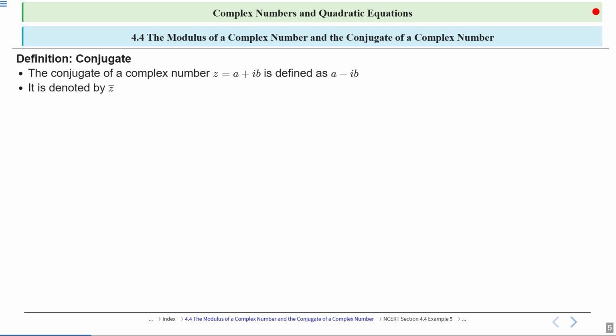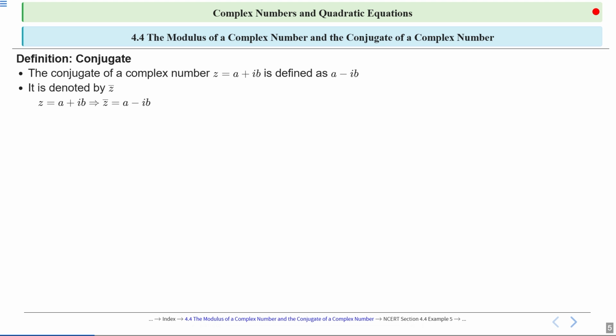Now notice how we denote the conjugate. We use a bar over the letter z. So the conjugate of z is written as z with a line over it, which we say as z bar. This notation helps us quickly identify when we are talking about the conjugate of a complex number.